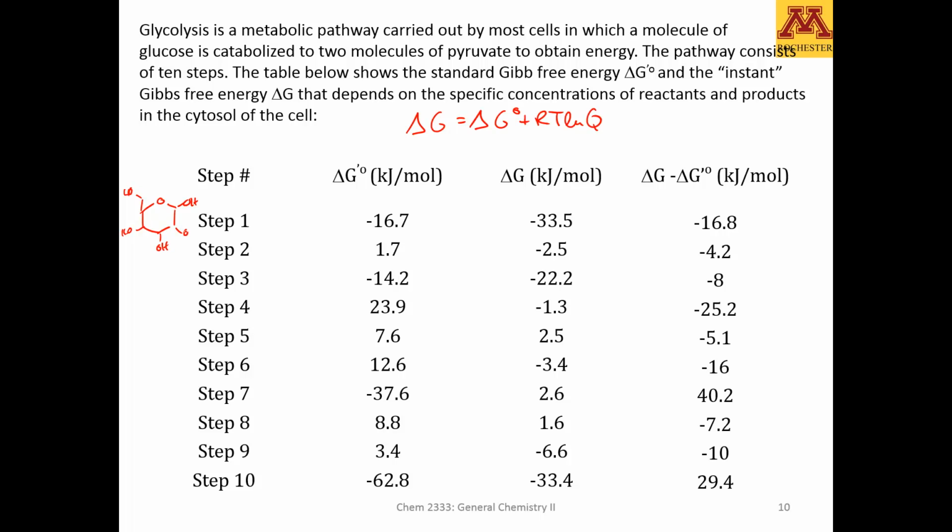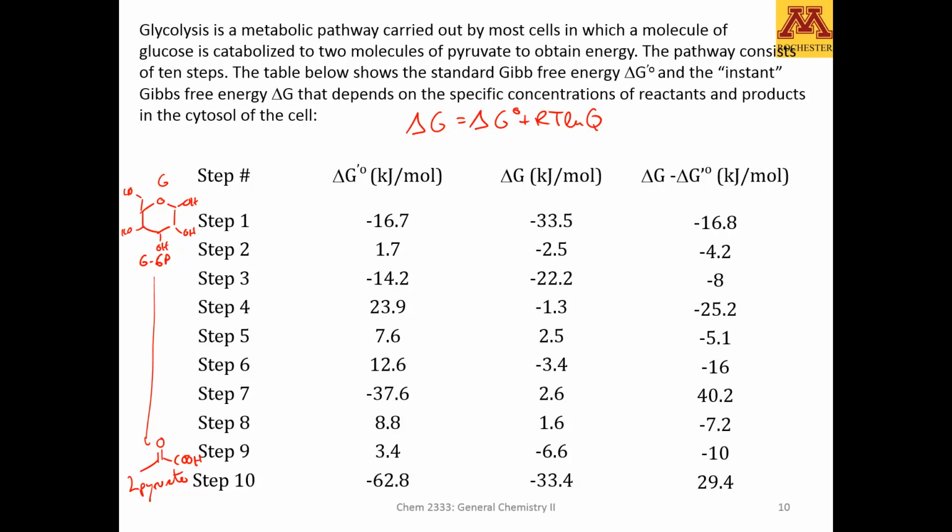So all cells in your body can undergo this pathway in which glucose becomes glucose 6 phosphate, and then all the way to 2 molecules of pyruvate. And pyruvate, let me make sure I can write pyruvate. There is a molecule of pyruvate. So this is a very standard biochemical pathway. All cells can catabolize glucose to obtain 2 molecules of ATP, as you have learned in your biology classes.